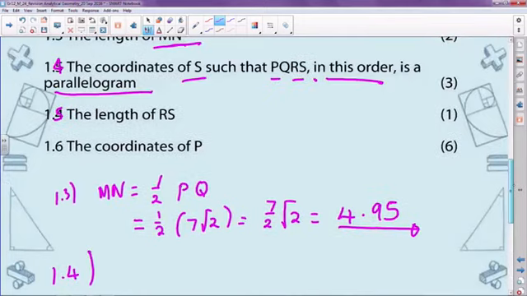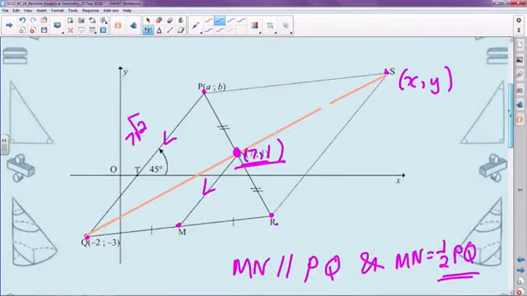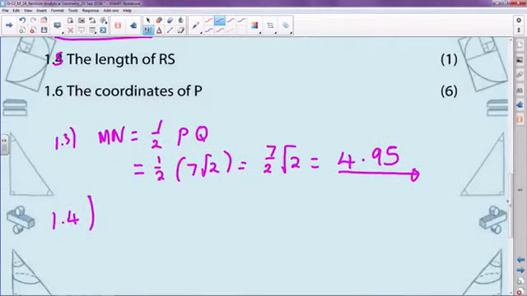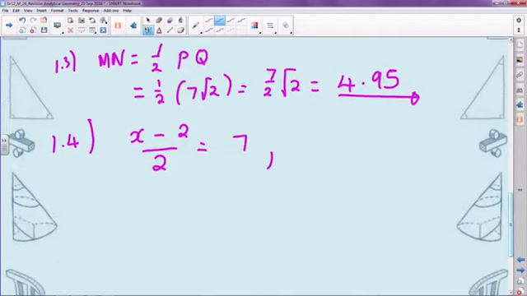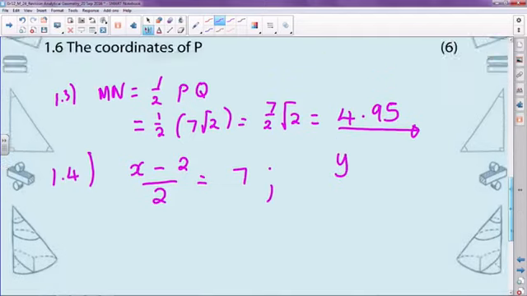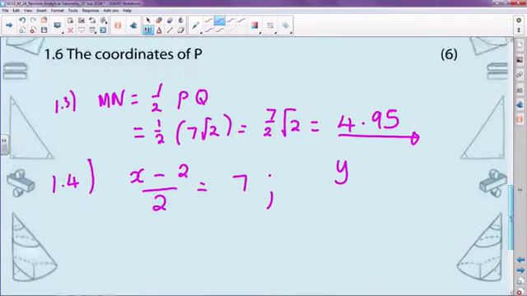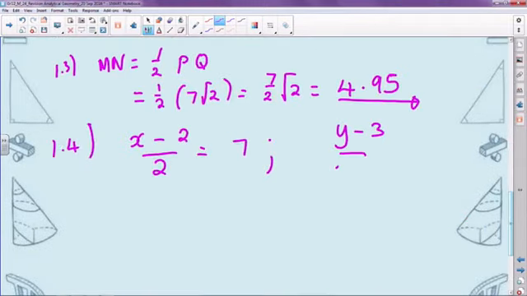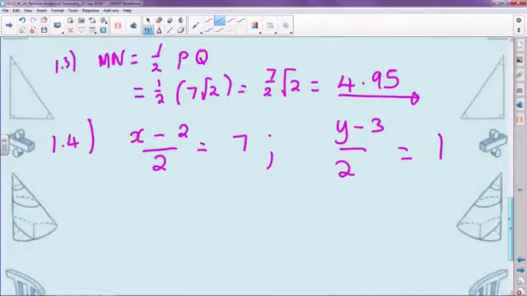So in order to work out the midpoint, remember we would say x plus x1, so x plus negative 2 divided by 2 will give me the x coordinate of the midpoint, so x minus 2 over 2 will give me the x coordinate of the midpoint, and then y minus 3 divided by 2 will give me the y coordinate of the midpoint. So the midpoint being 7 and 1.